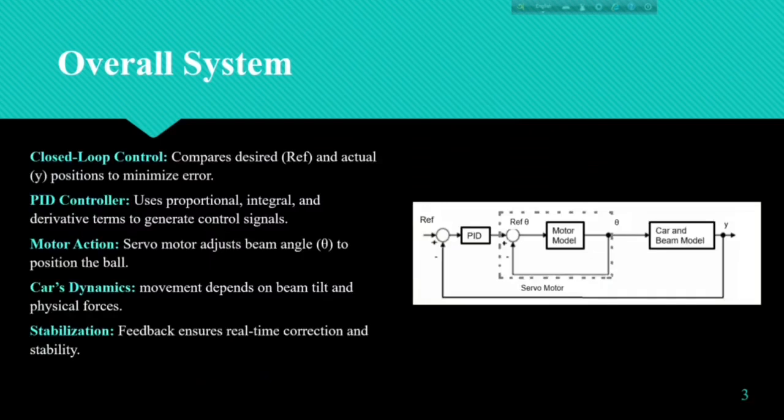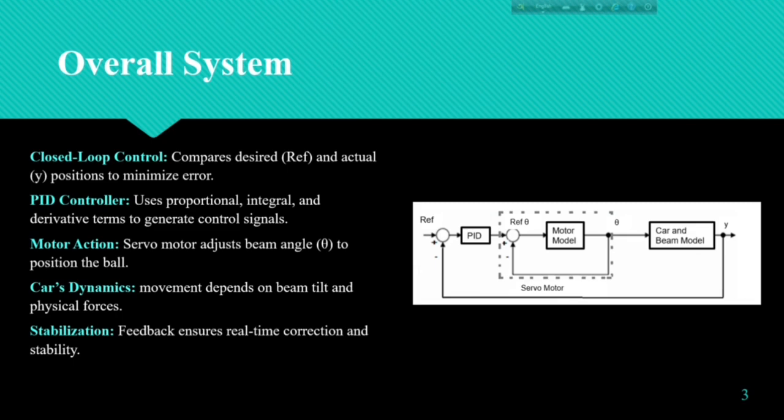The process begins with a reference signal representing the desired position of the car on the beam. This reference signal is compared to the box's actual position y in the feedback loop, generating an error signal. This error signal quantifies the deviation of the car's current position from the desired position. The error is fed into a PID controller, which generates a control signal to minimize the error. The PID controller uses three terms to achieve this: the proportional term, the integral term, and the derivative term.